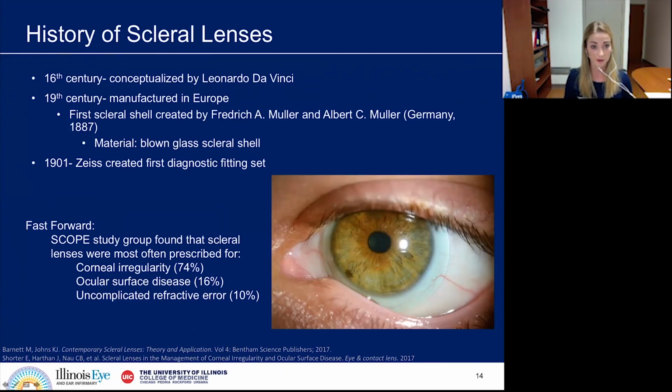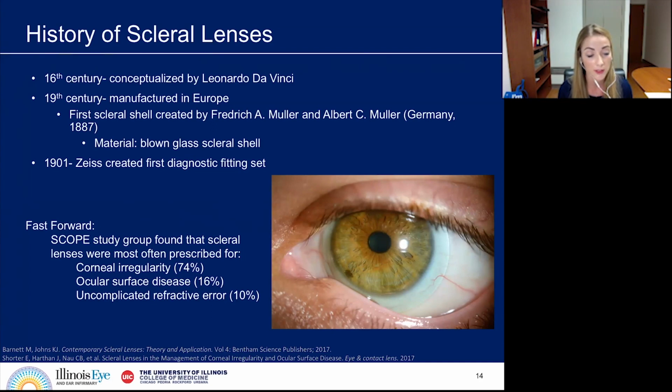A little bit of history. The scleral lens was conceptualized by Leonardo da Vinci in the 16th century. These lenses were manufactured in Europe by Frederick and Albert Muller, and the first lens was a blown glass scleral shell. It was to treat exposure keratitis in a patient with lid damage. In 1901, Zeiss created the first diagnostic fitting set. So these lenses were originally used in patients with ocular surface disease and later used for refractive reasons.